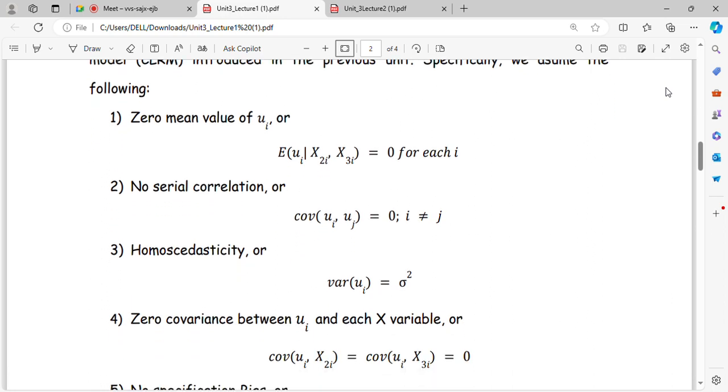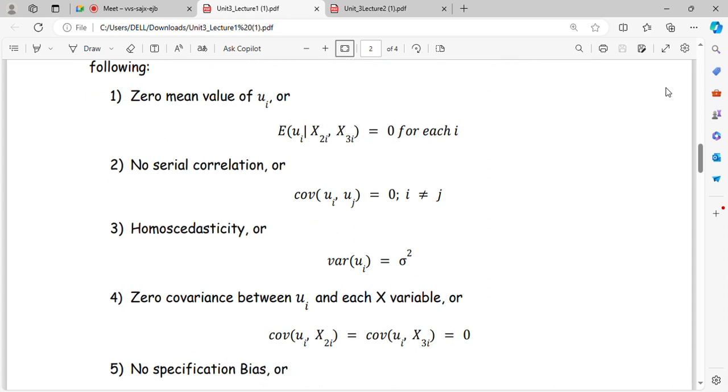The third condition is that they are homoscedastic. Homoscedastic means that the error terms have common variance. For different error terms, we do not have different variances. Variance of ui is equal to the common variance sigma square.